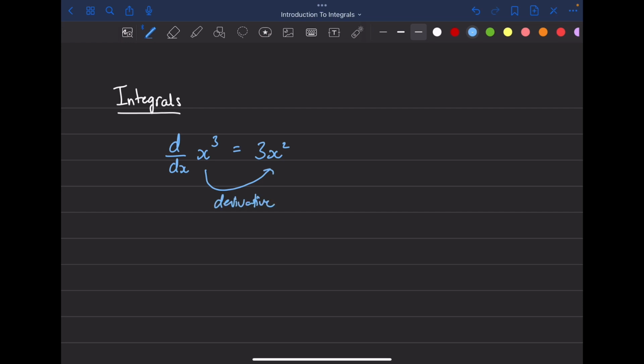Okay, now, what is the integral? Like I said, it's the exact opposite, so we try and go back from this to this, and this is the sign of an integral. It kind of looks like a squiggly line. But if I ask you what is the integral of 3x squared with respect to x, this dx just means with respect to x. X is the variable that we are interested in. So this would become equal to x cubed.